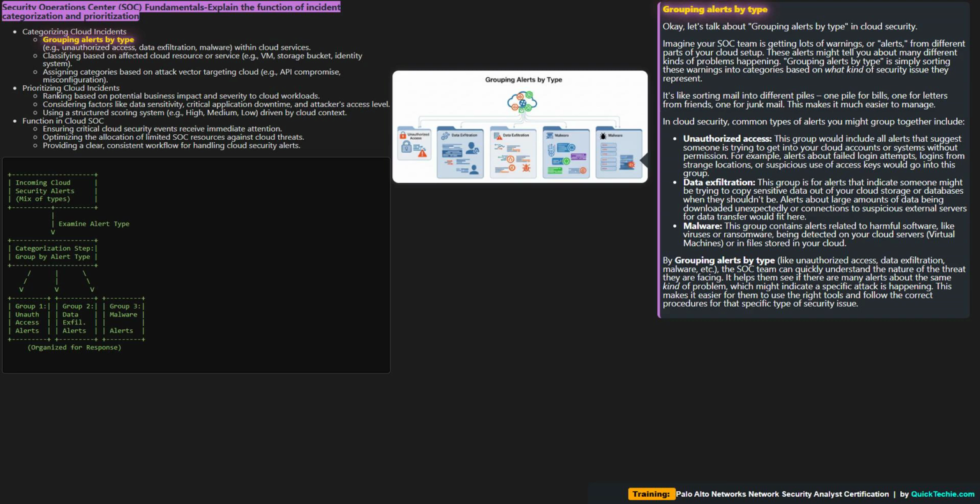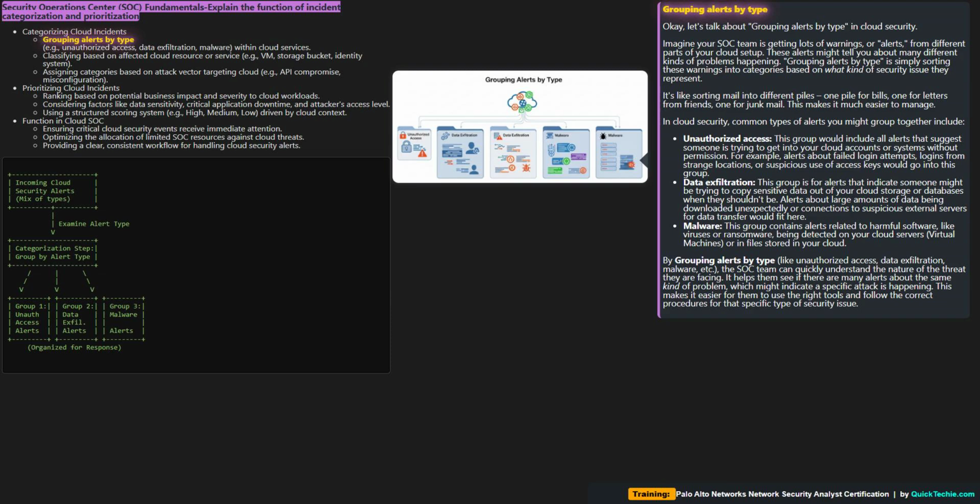Malware. This group contains alerts related to harmful software, like viruses or ransomware, being detected on your cloud servers, virtual machines, or in files stored in your cloud. By grouping alerts by type, like unauthorized access, data exfiltration, malware, etc., the SOC team can quickly understand the nature of the threat they are facing.